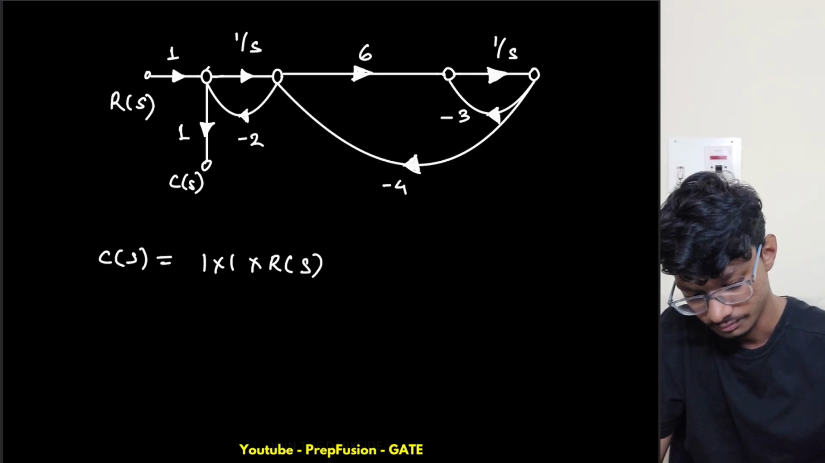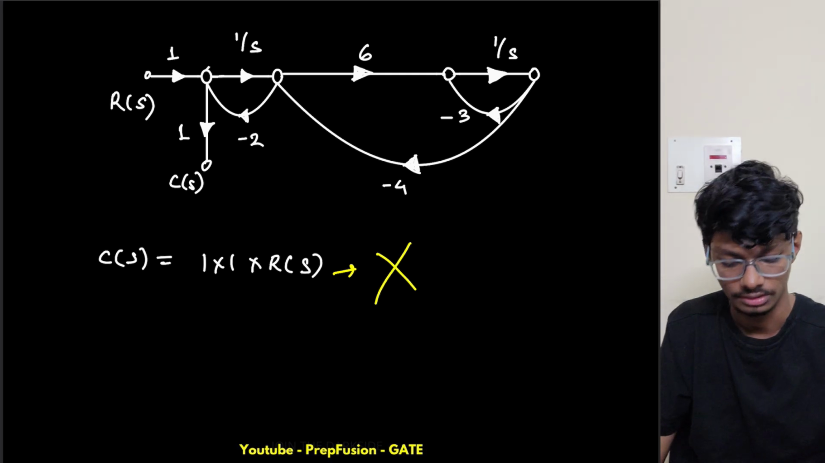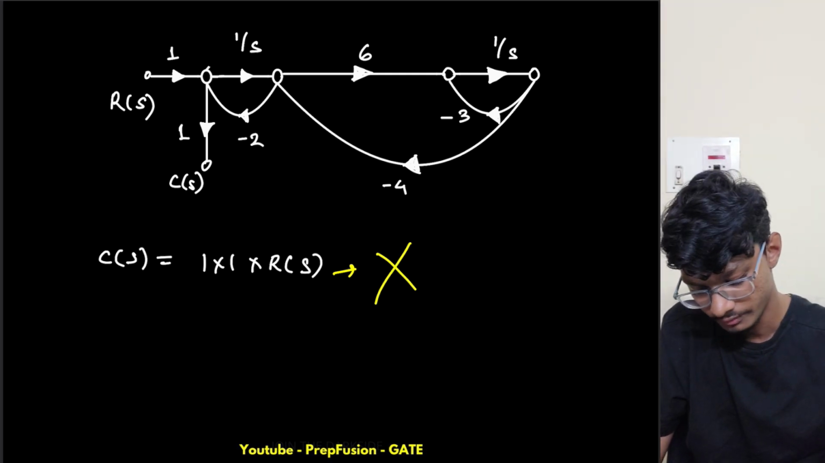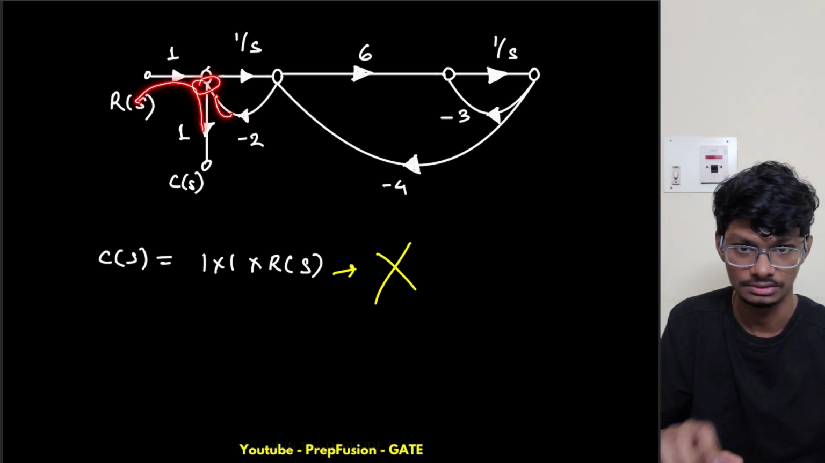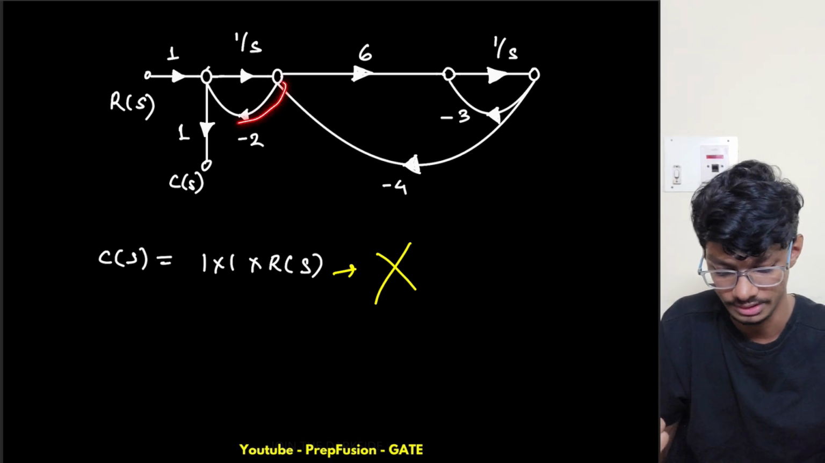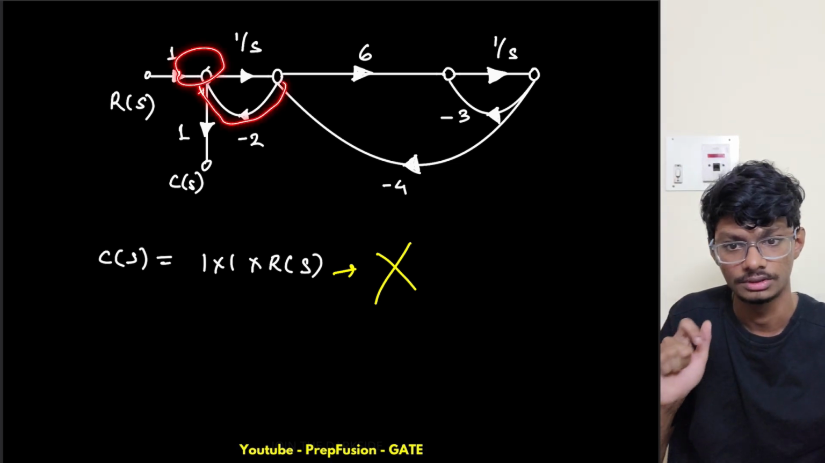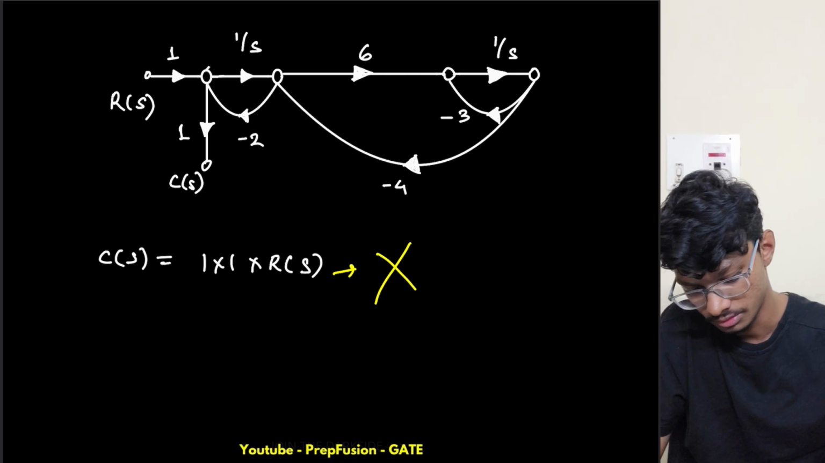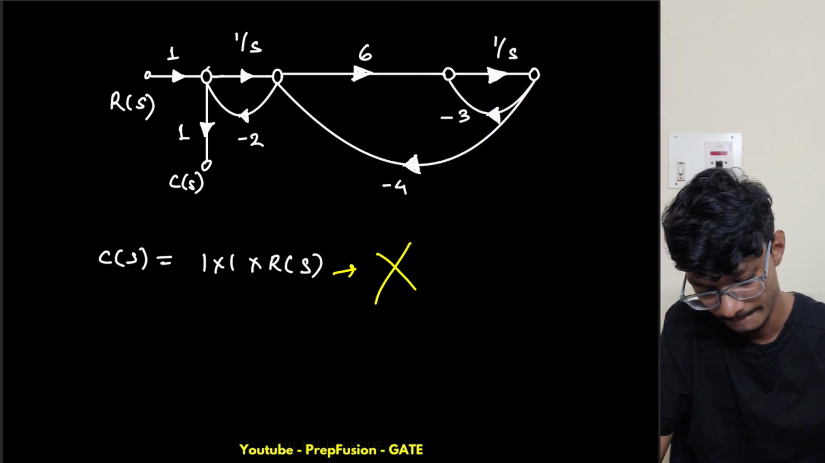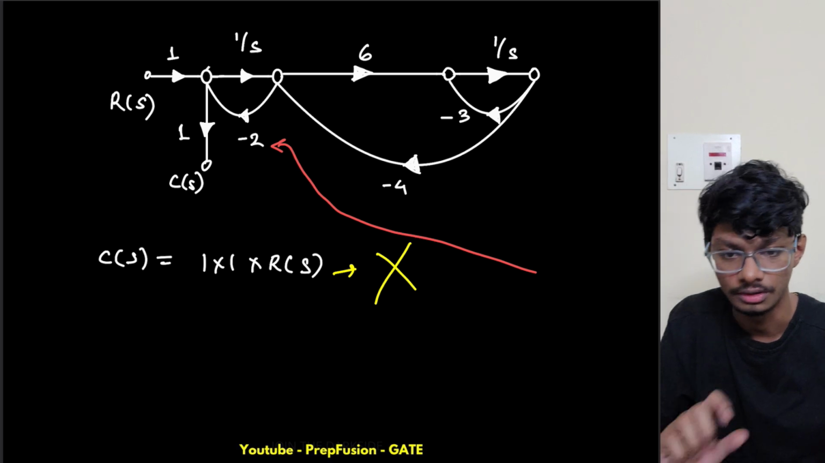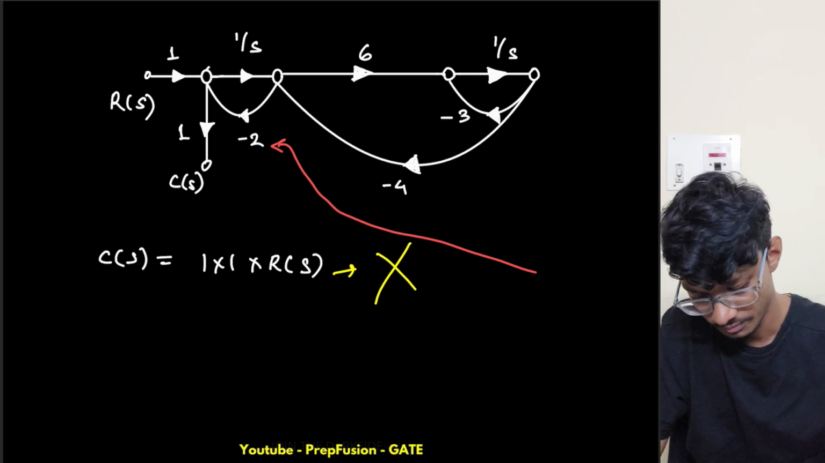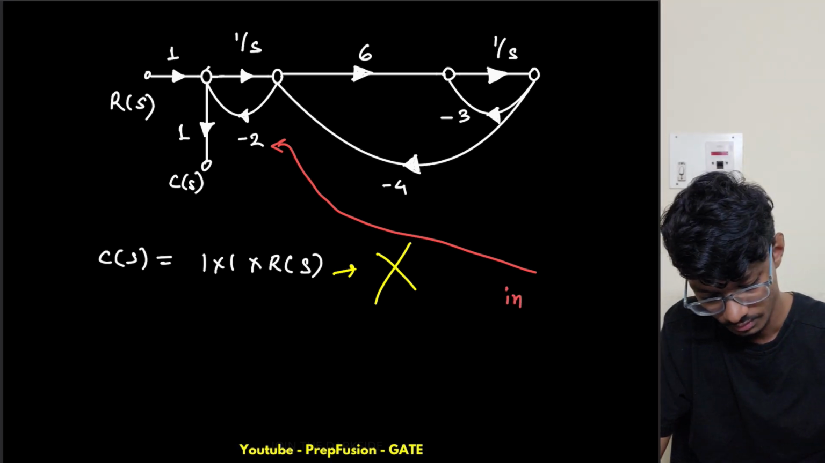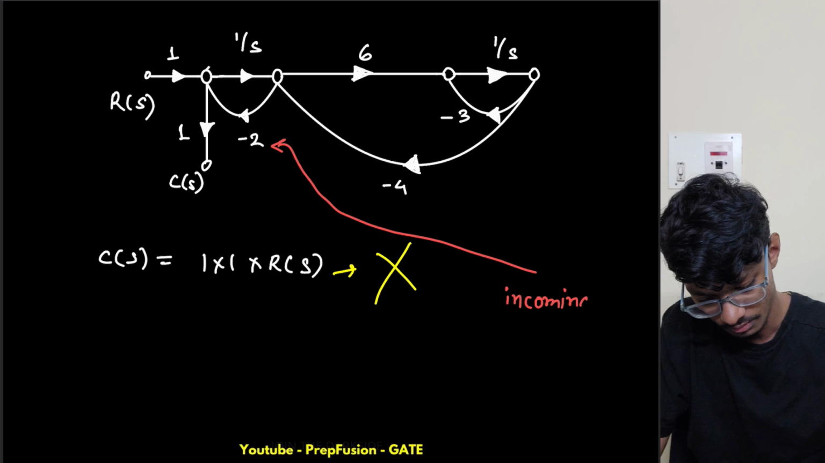Yes, no. Okay, this is wrong. Why? Because we have another node incoming at this point, right? So we can't just simply write this. The flow equation is wrong because there is another node coming into this node, right? So the flow equation is wrong due to this branch. Basically this branch is also an incoming branch to this node.